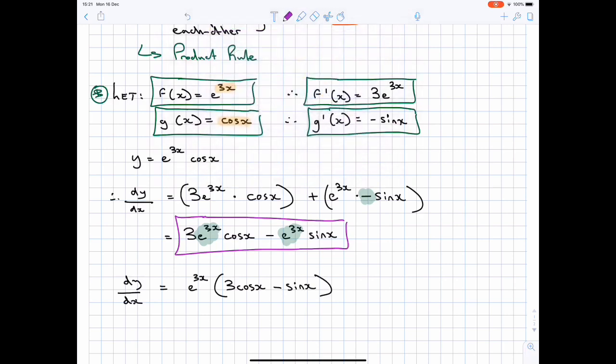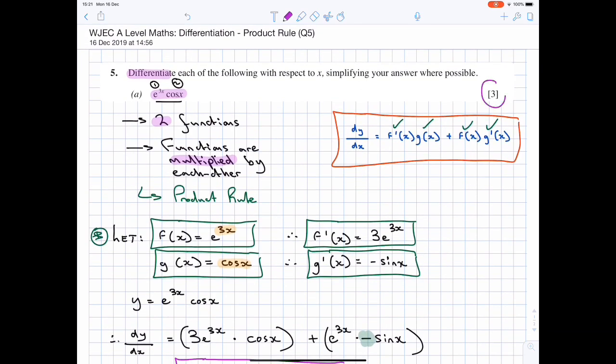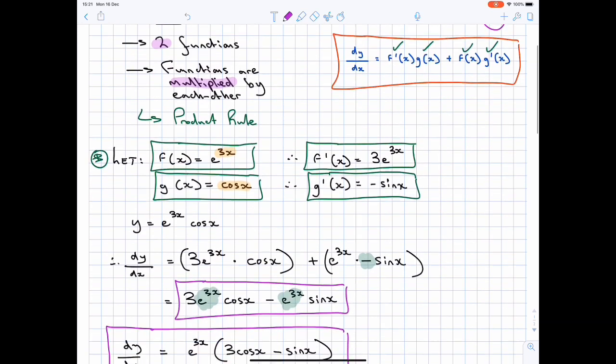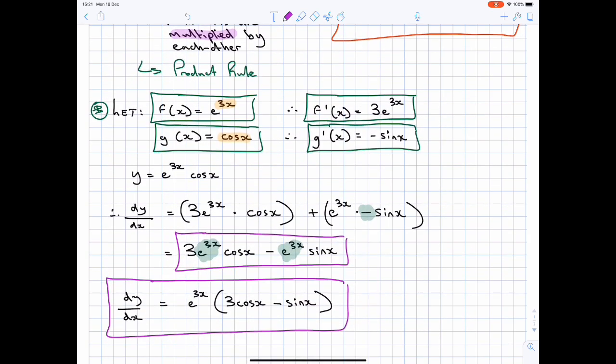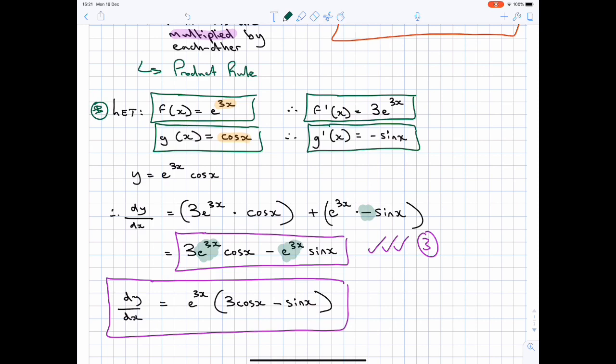And you could see that if you multiply this out, you would get 3e to the 3x cos x, and then you get minus e to the 3x sine x. But that's how you can solve and differentiate this expression, and that will give us 3 marks. And like I was saying, you could leave the answer here, which would be perfectly valid, and you'd get the 3 marks. But I think it's a much better way of factorising it, and if that is a possibility, then that is something I would definitely consider doing.